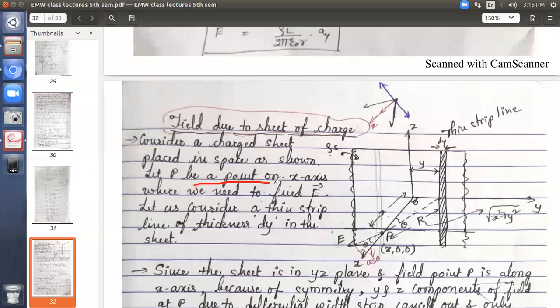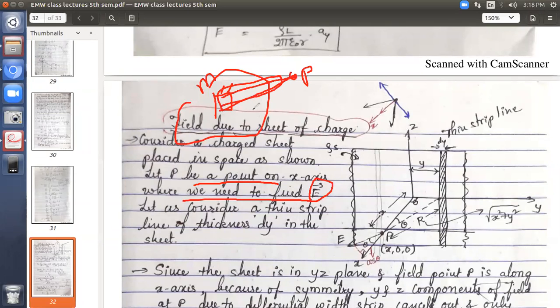P is the point on the X-axis where we need to find this electric field intensity. Okay. Now, in the case of volume charge, we took some space, inside that some cube we considered at some point M. This was the observation point. Then by doing some manipulations, we found the electric field in terms of rho v directly.